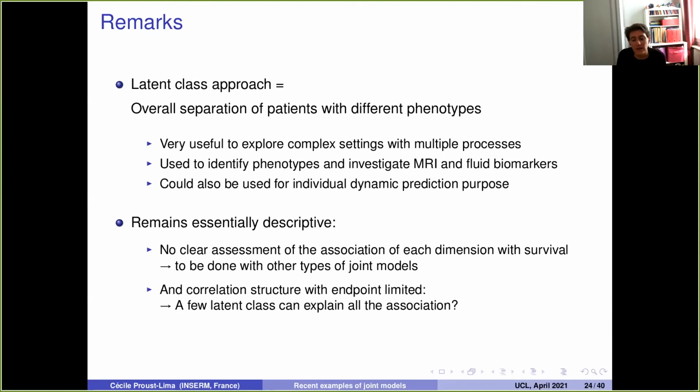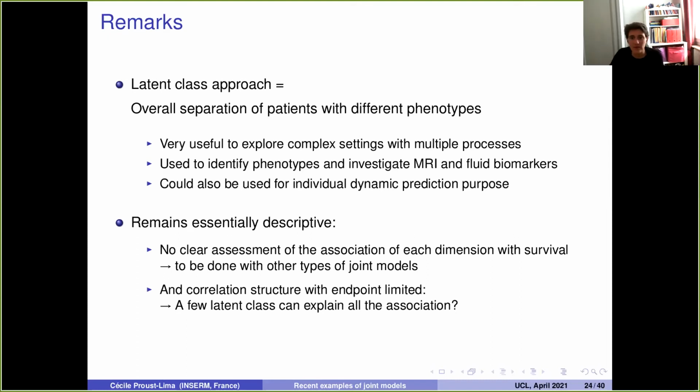And the second thing is that I don't intend to take into account precisely and perfectly the correlation structure with the endpoint. I only have a few latent classes to take into account the association I have between different processes. But those latent classes offer a very nice tool to be able to summarize that quite easily. If I want to go further into such an idea of assessment of the association between the dimension and the survival, then I need other tools.